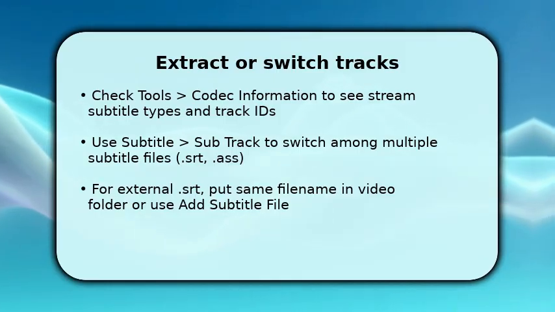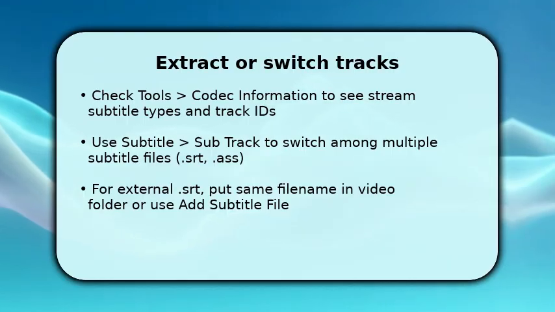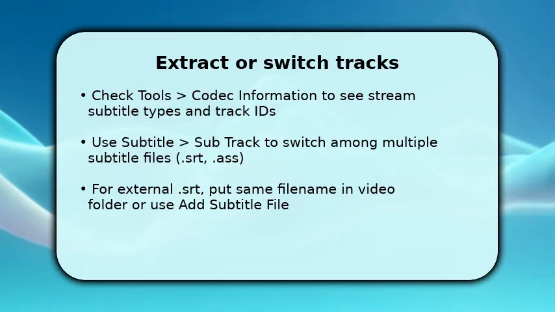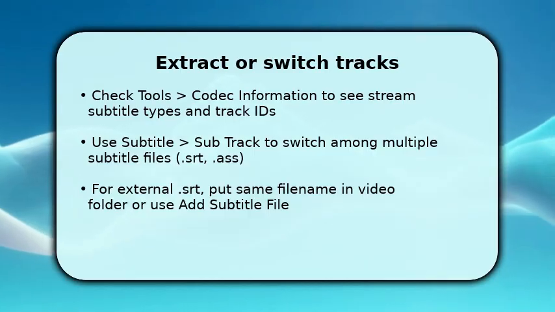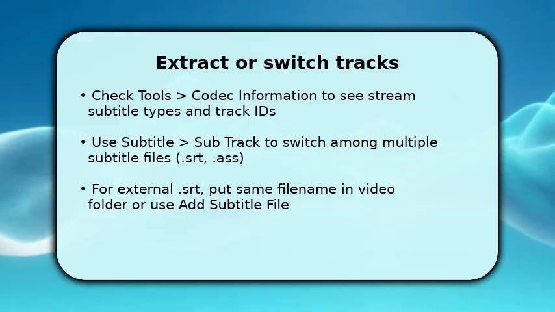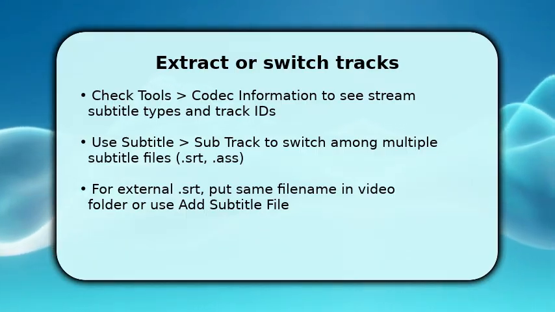If an external SRT exists, use Subtitle Add File or name it identically to the video so VLC loads it automatically. You switch tracks to test alternatives and extract embedded subtitles with FFmpeg if you need to edit or permanently remove them instead of merely hiding them.